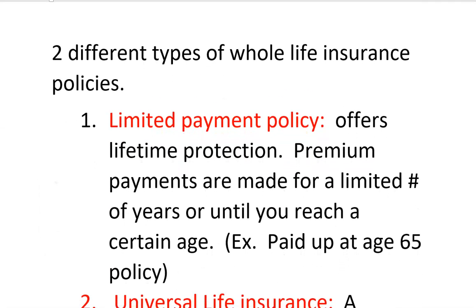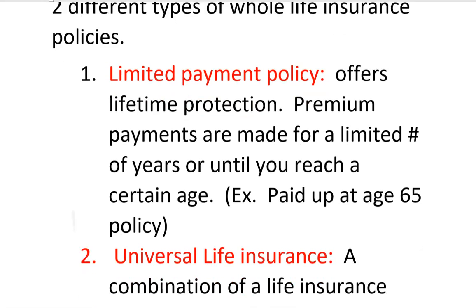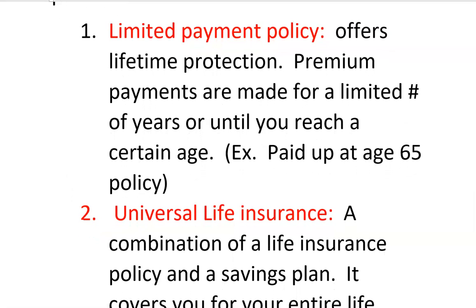There are two types of whole life insurance. This whole section kind of focuses on whole life policies. There's two different types that you can get. A limited payment policy. Both of these are lifetime protection. Premium payments are made for a limited number of years. So maybe it's paid up at age 65. You're going to pay for this up until 65, and after that, you can kind of sit tight and the actual policy pays the premiums for you. So you only have to pay up until you're like 65 years old.